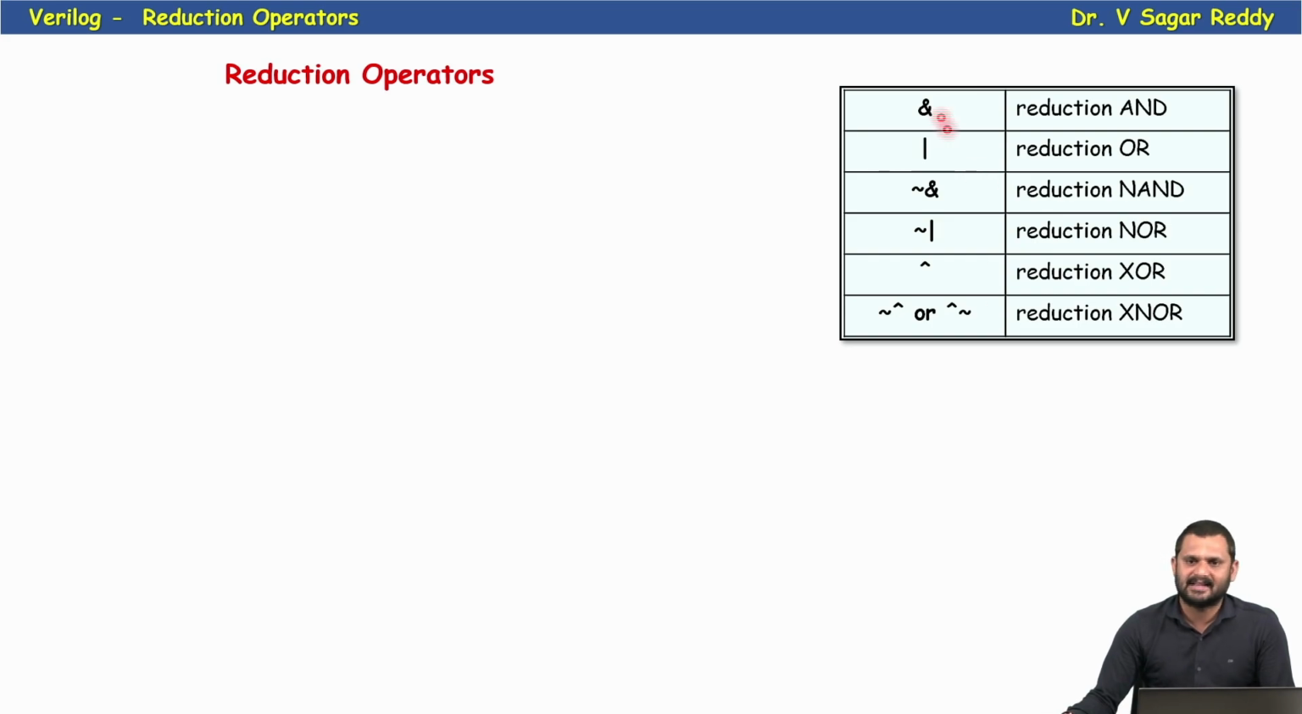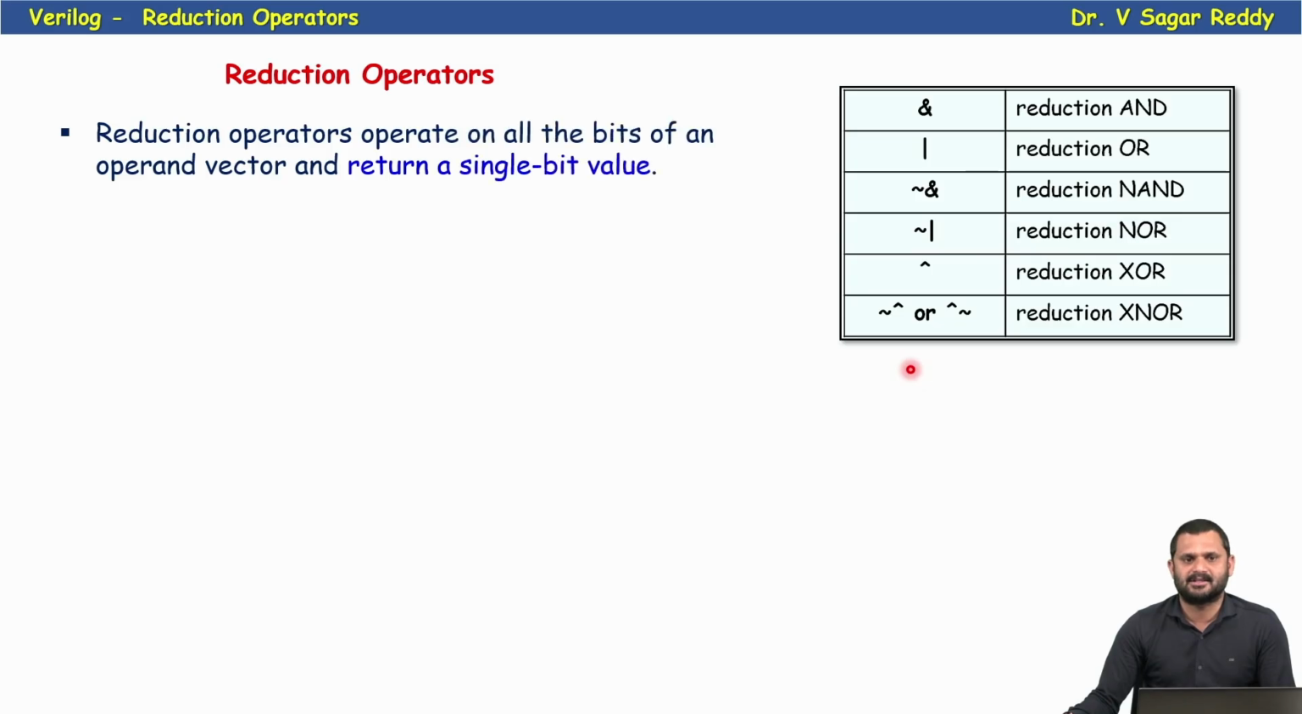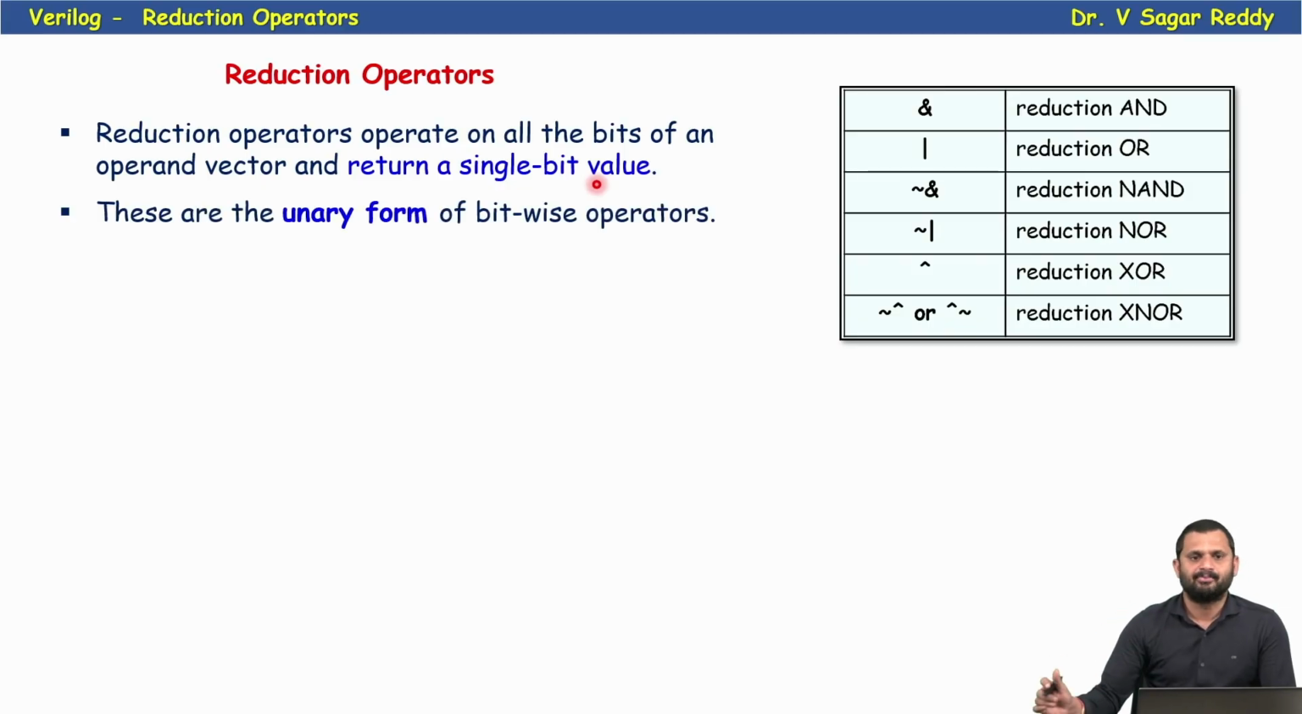Now coming to the reduction operators. These are the reduction operators: reduction and, reduction or, reduction nand, reduction nor, XOR and XNOR. These are the corresponding symbols. These are the unary reduction operators. Reduction operators operate on all bits of an operand vector and return a single bit value. These are all unary operators, so in this expression we have only one operand. It operates on all the bits. So these are the unary form of bitwise operators.